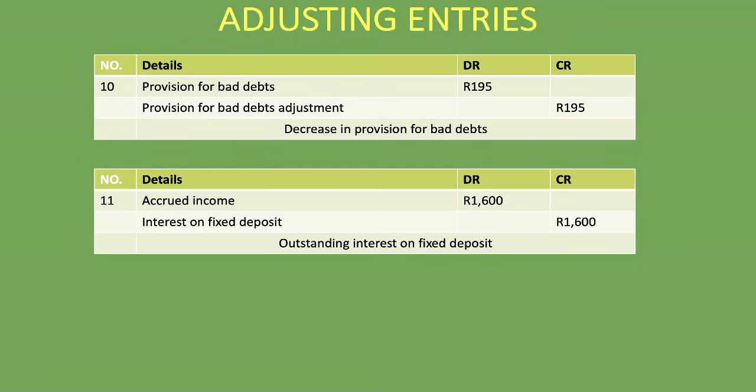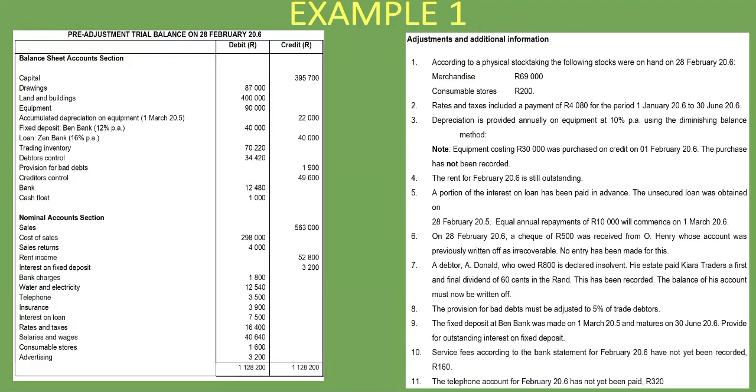So let's go to a journal entry. You debit accrued income because accrued income is an asset, and then we credit interest on fixed deposit because that's an income, and the amount there is 1,600, and the narration is outstanding interest on fixed deposit. Right, let's go back and do the next one.